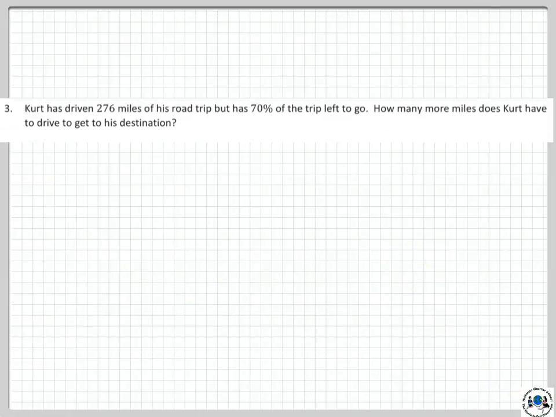There they are. Okay. Now Kurt. Kurt has driven 276 miles on his road trip, but has 70% left to go. The question is, how many more miles does Kurt have to drive to get to his destination?